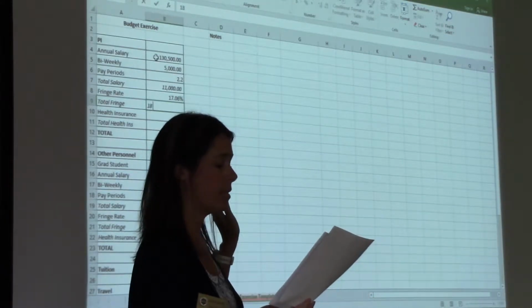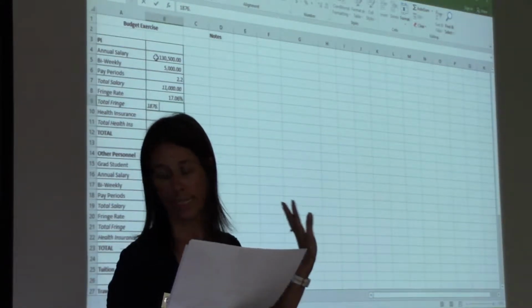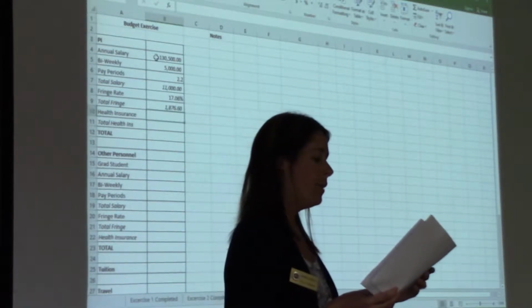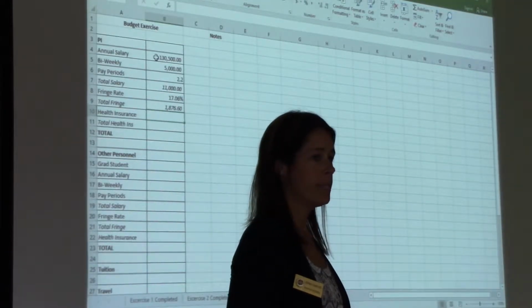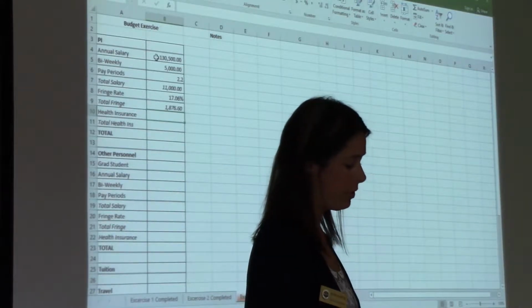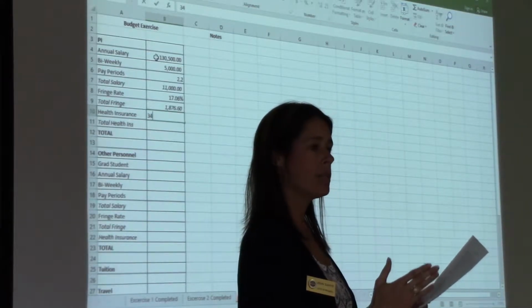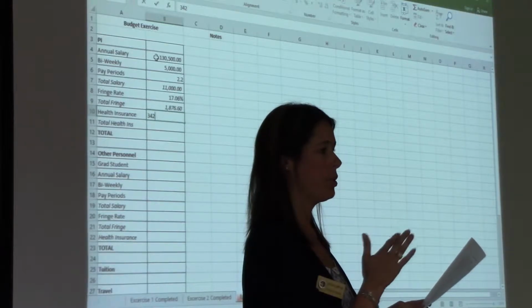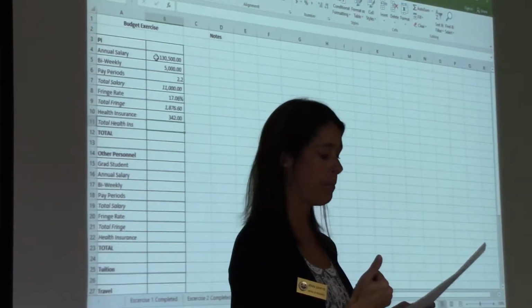So in this case, that's $1,876.60. Then they have the individual health insurance. If you look again on your fact sheet, you can see they give you annual costs and they give you biweekly costs. So when we're doing this on a biweekly basis, you can plug in that biweekly amount.